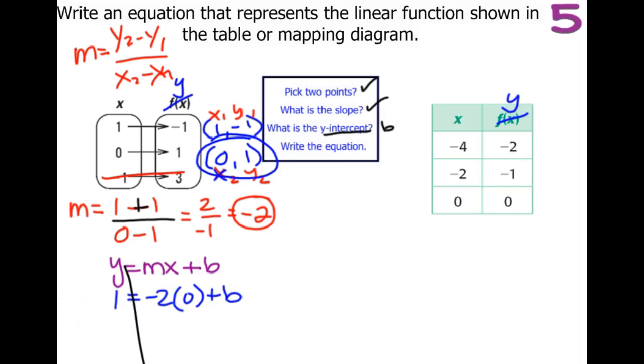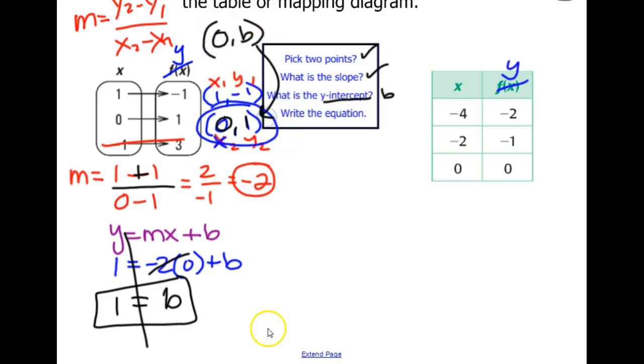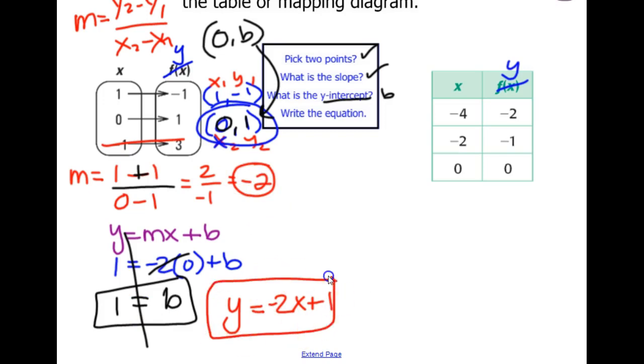So this one, if I solve this, anything times 0 is 0, so we just have 0 plus b, or just b, equals 1. Now this is one where we could have just looked here, you guys. Remember the other day we learned 0 comma b? We could have just looked to see that b was 1. But we're using this strategy, so that's why we went all the way through the problem. So our equation is y equals mx plus b. So m is -2, x plus b, which is 1.